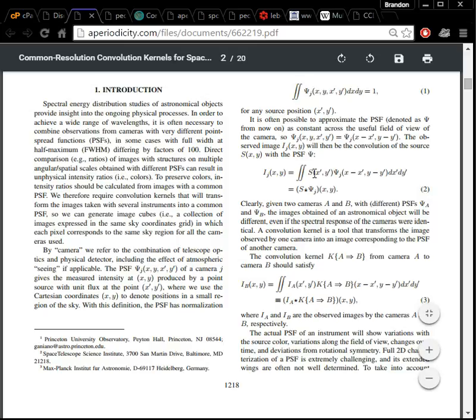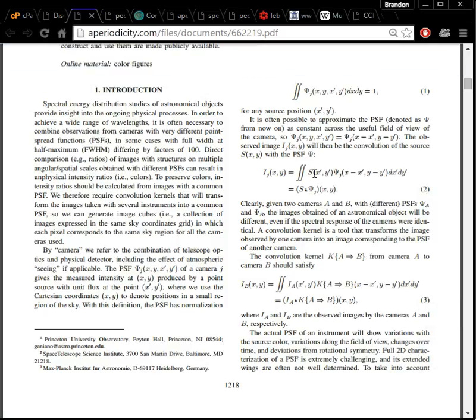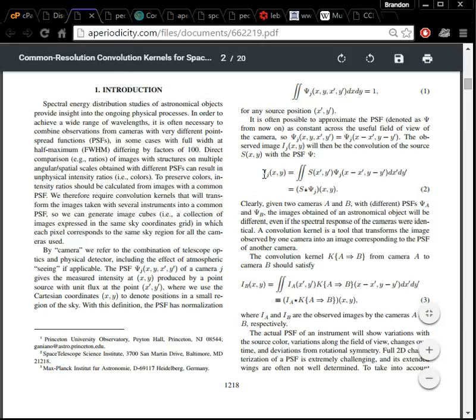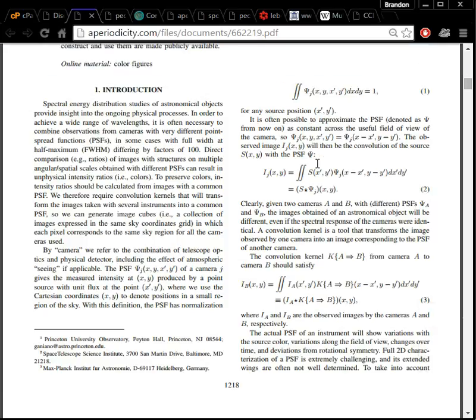So if S denotes a source in the sky, say a star, then the image obtained of that star is equal to the convolution of that star with a point spread function. So a PSF, a point spread function, which they denote as capital Greek psi, is basically like your instrument's take on the night sky.